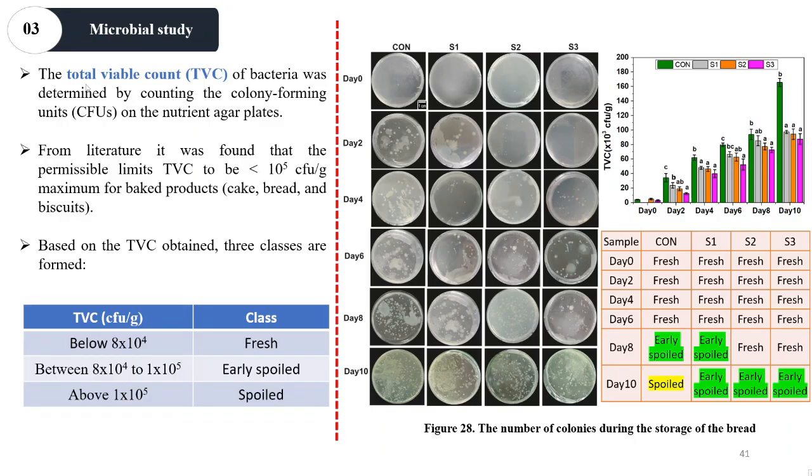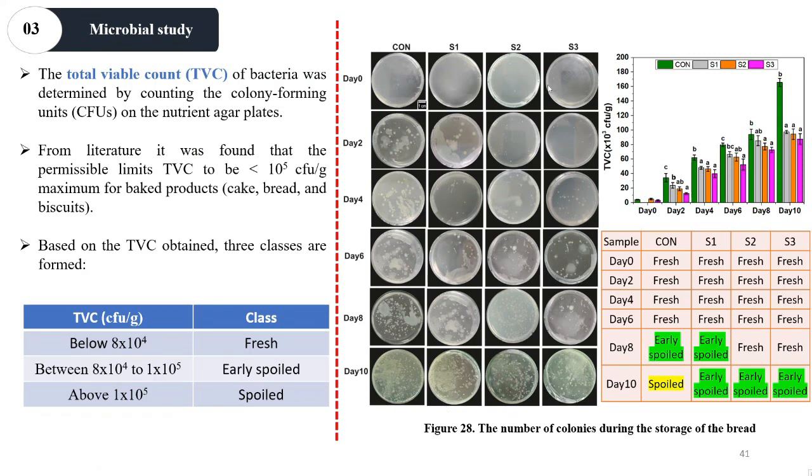Now through the microbial study, we found out the total viable count. Why is it needed? Because we want to find out the number of colony forming units of the microbes present within the bread samples. As per the literature, if TVC is below 8 into 10 to the power 4 CFU per gram, it is regarded as fresh. If it is between 8 into 10 to the power 4 and 1 into 10 to the power 5, it is regarded as early spoiled, and anything above 1 into 10 to the power 5 is regarded as spoiled.